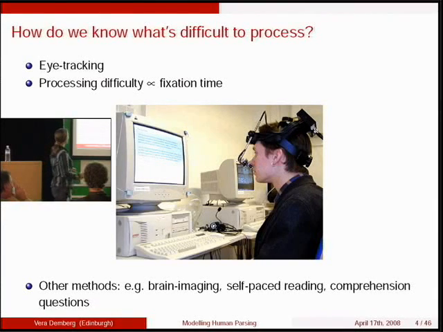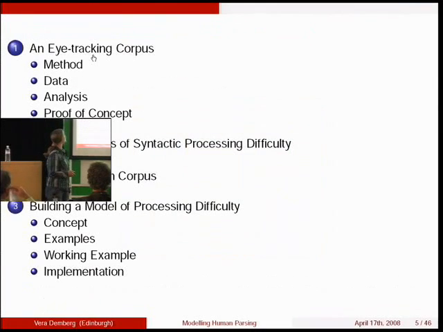So here you can see this person is wearing an eye tracker. Here are two cameras that scan the eyes, and it's calibrated against the screen here. So we know exactly for how many milliseconds this person looked at what letter in the text. Other methods for finding out about processing difficulty would, of course, be brain imaging, self-paced reading, where people just press the spacebar to go to the next word, for example, or just asking them comprehension questions. But I'm not going to talk about these. I'm only going to be focusing on eye tracking.